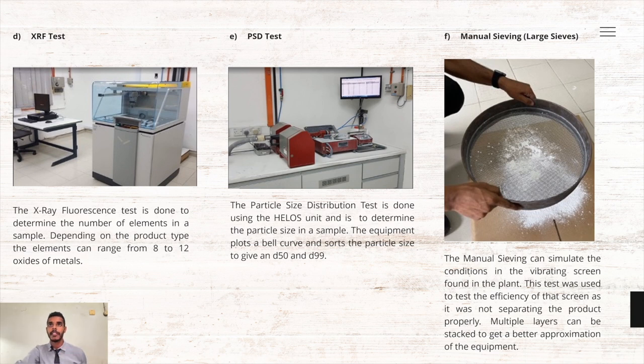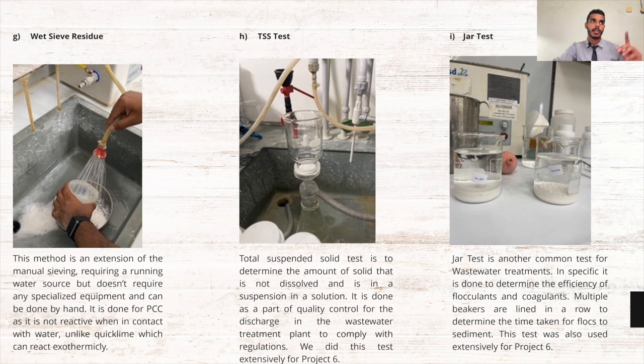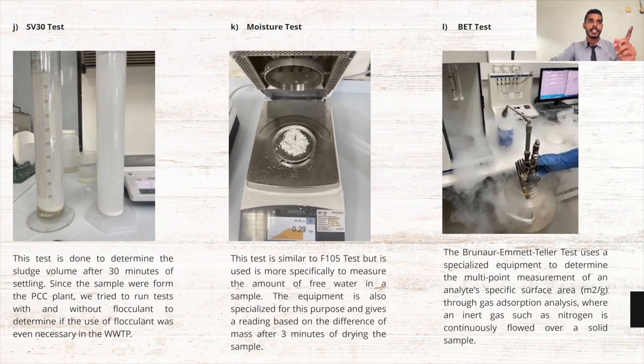The next is manual sieving, and this is quite similar to wet sieving and also air jet sieving, where we just sieve. Manual sieving is done using our hands, while wet sieving is done using water, and it's more for calcium carbonate and calcium hydroxide as they are unlikely to react with the water. Quicklime or calcium oxide is quite reactive with water. Next is the total suspended solid test, jar test, and SV30 test. These three tests are very specialized for wastewater treatment.